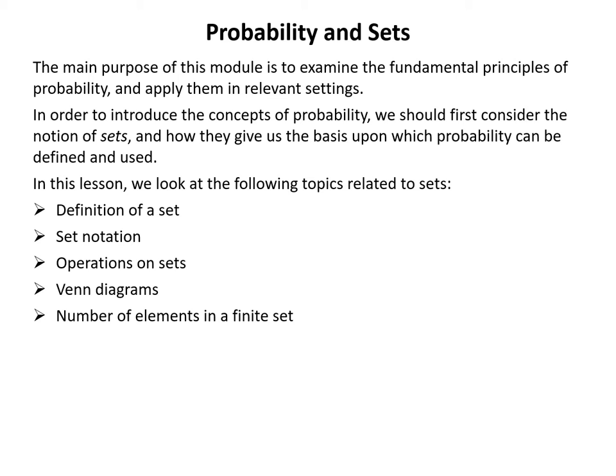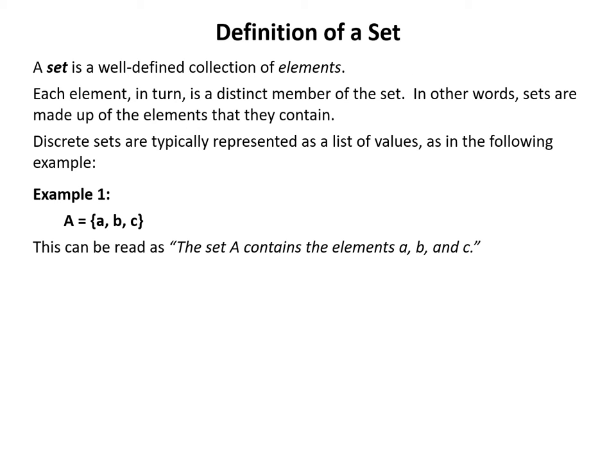First, we define what a set is. Then we look at the basics of set notation, operations on sets, the use of Venn diagrams, and also working with the numbers of elements in a finite set. A set is a well-defined collection of elements. Each element, in turn, is a distinct member of the set. In other words, sets are made up of the elements that they contain.